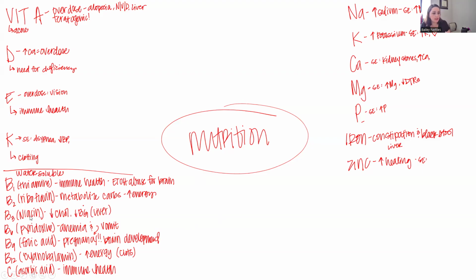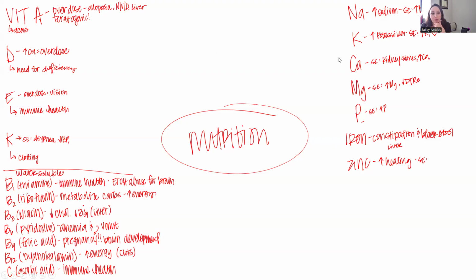So niacin, make sure that you monitor liver function because it can hurt your liver. Folic acid, you have to take this when you're pregnant because it helps with brain development of the fetus. So super important. Cyanocobalamin, that is vitamin B12, that increases your energy, and if you have too much, you may clot. And then vitamin C, ascorbic acid, that is immune health. We've all taken a vitamin C, okay?